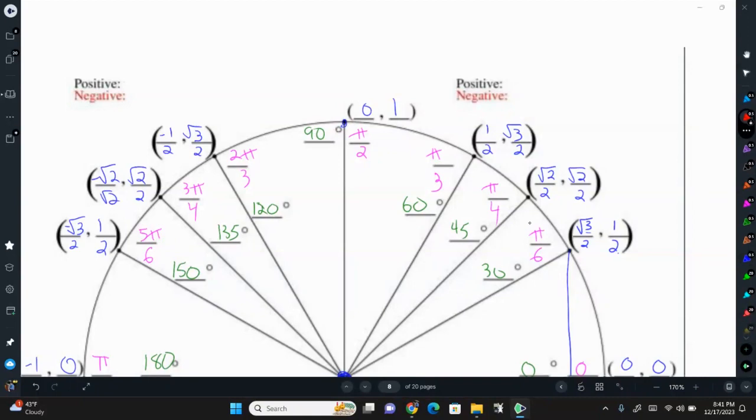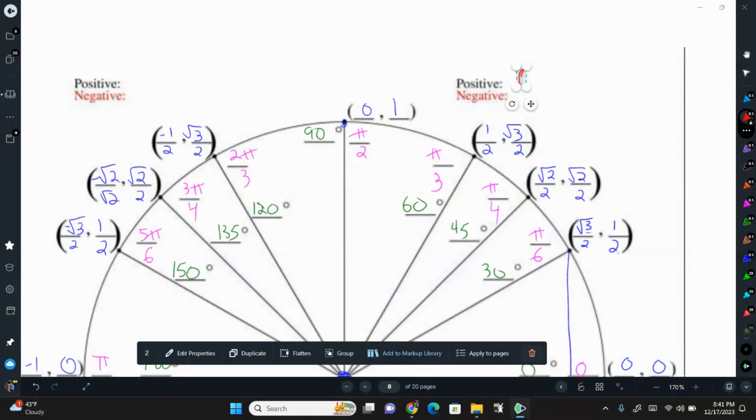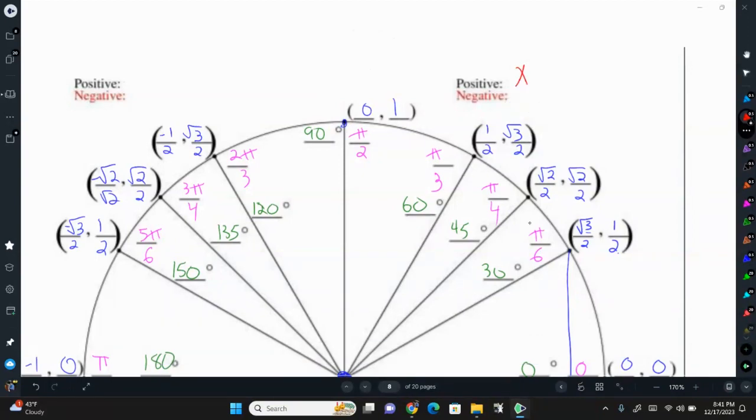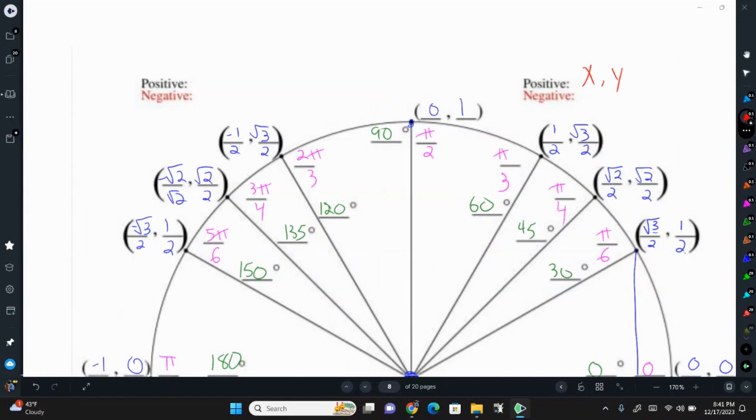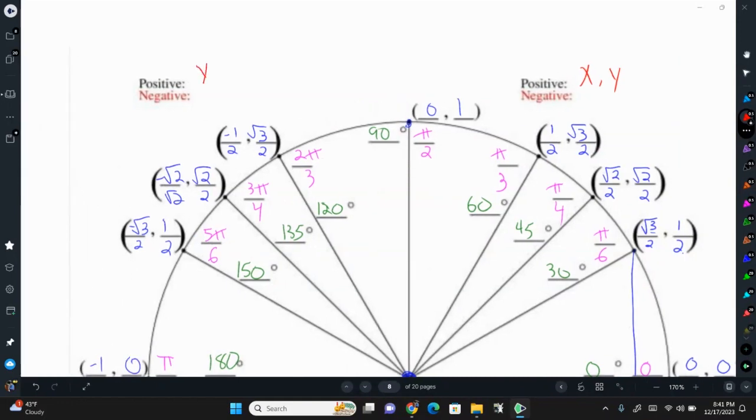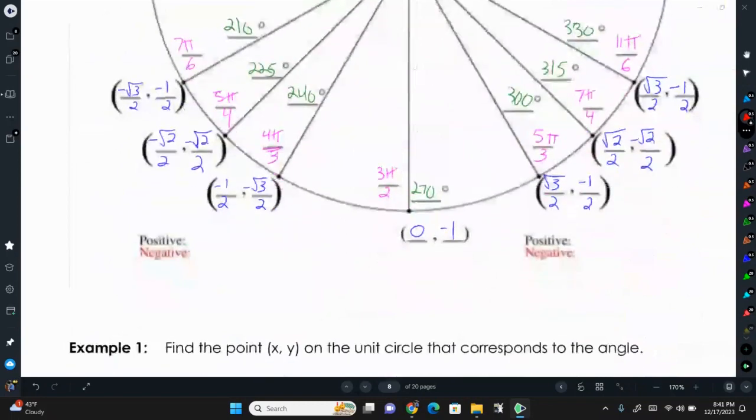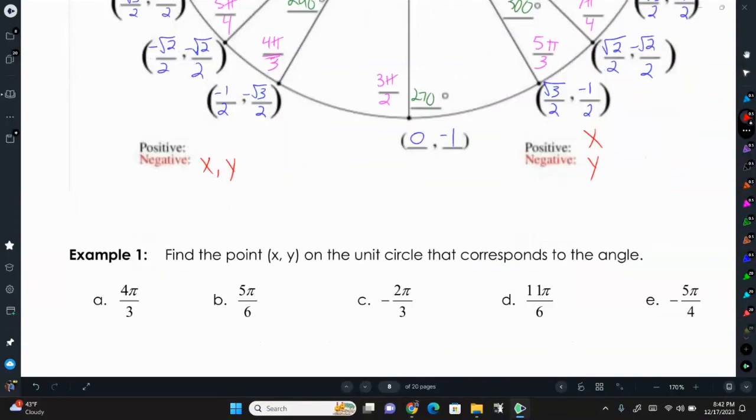All are positive here, the x and y values. x and y are both positive in quadrant 1. In quadrant 2, y is positive and x is negative. In quadrant 3, they're both negative. And in quadrant 4, x is positive and y is negative.